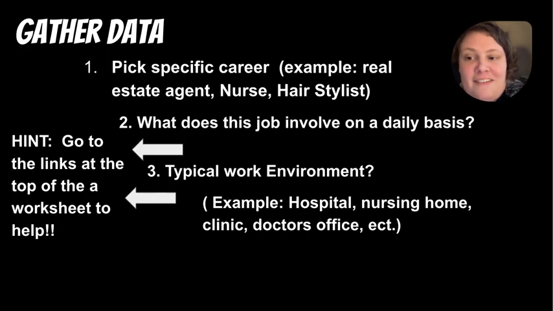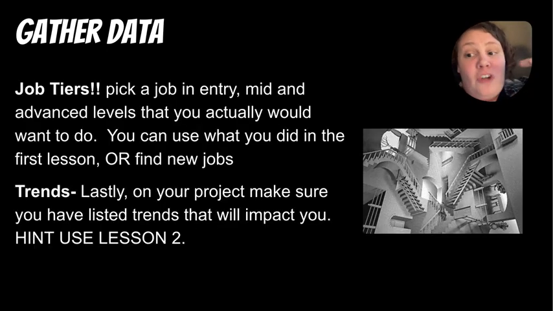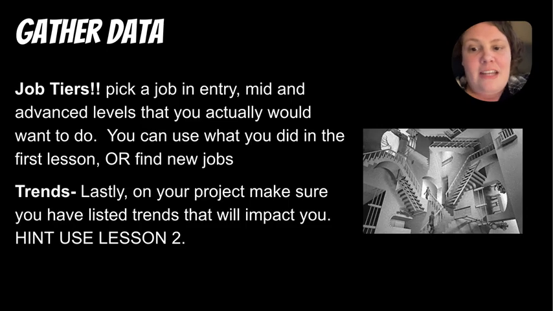All right. Then, once you have gathered that information, it's really important to start looking at job tiers and industry trends. So you've done this in the previous lessons. Now is your time to apply your knowledge. So you're going to look back at those lessons to help you decide what jobs fit at each level of your career path. For example, if your career is in healthcare, your entry level job might be a certified nursing assistant. Mid level could be a registered nurse, and advanced could be a nurse practitioner. So make sure it makes sense for the career that you want in the future.